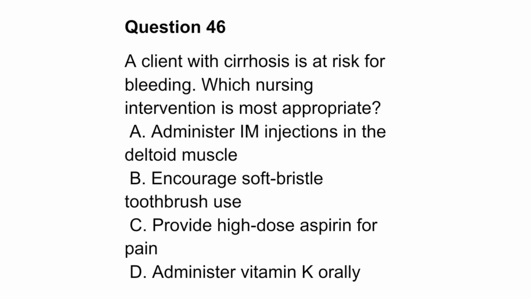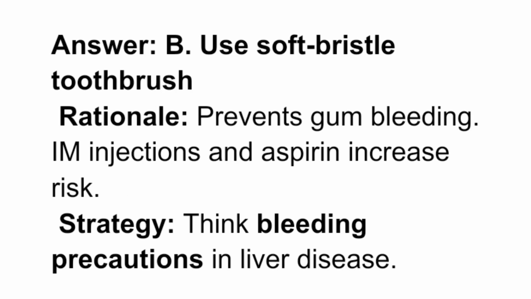Question 46. A client with cirrhosis is at risk for bleeding. Which nursing intervention is most appropriate? A. Administer IM injections in the deltoid muscle. B. Encourage soft bristle toothbrush use. C. Provide high-dose aspirin for pain. D. Administer vitamin K orally. Answer: B. Use soft bristle toothbrush. Rationale: prevents gum bleeding. IM injections and aspirin increase risk. Strategy: think bleeding precautions in liver disease.